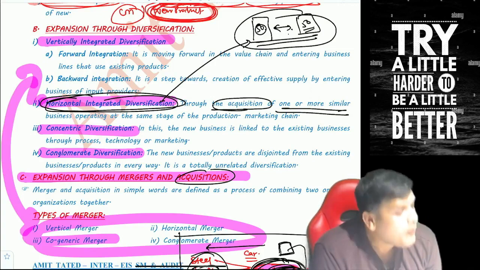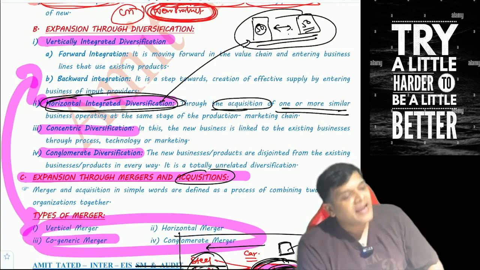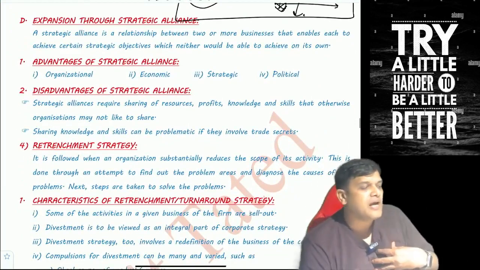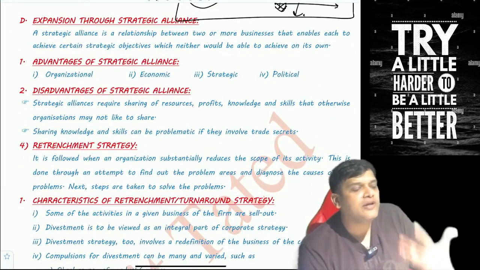Atma, clear? One more point is there, that is called alliance. I do think you are already aware of strategic alliance. Alliance basically means keeping our entity the same. We are not diluting our entity.